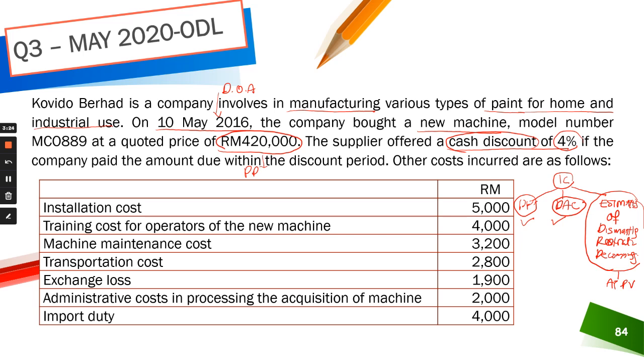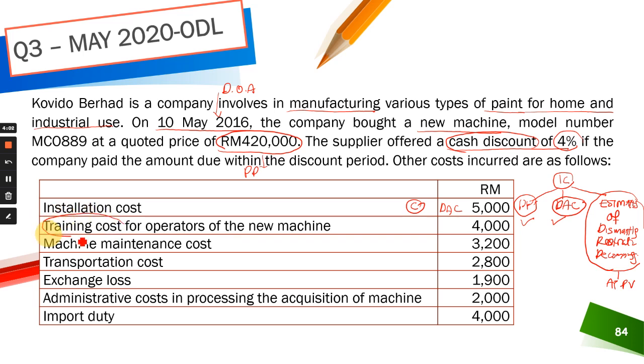Okay, let's look at the costs given here, apart from the purchase price. For installation cost, the issue is whether the cost should be included in the initial cost of the PPE, or excluded. Installation cost is a directly attributable cost. So therefore, this directly attributable cost is for you to capitalize. I put here C. Capitalize means that you need to add it to the elements of initial cost.